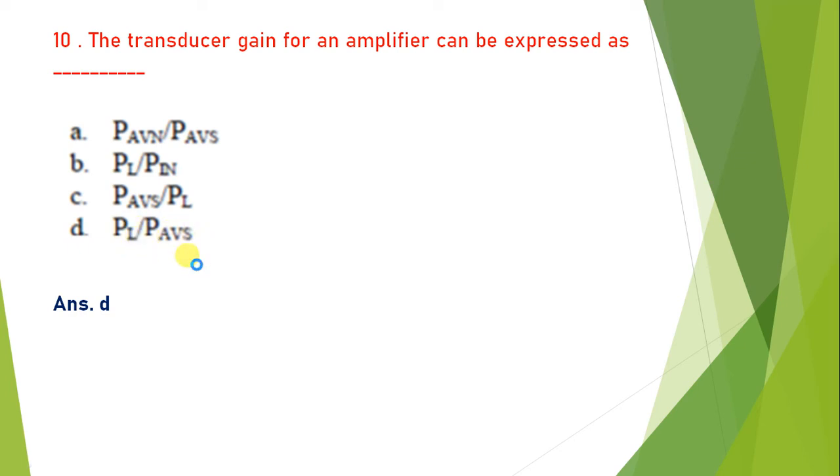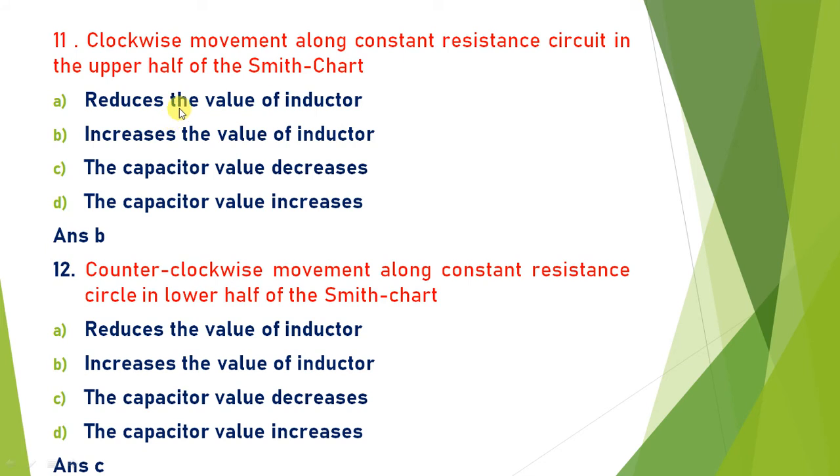So the answer is D. Clockwise movement along a constant resistance circle in the upper half of the Smith chart. The question is about the inductor value, whether it increases or decreases. For the upper half, definitely the inductance value is increasing. If you move clockwise in the upper half, in the upward direction, then the inductor is in the series part, so the inductor value is increasing. So the answer is B.